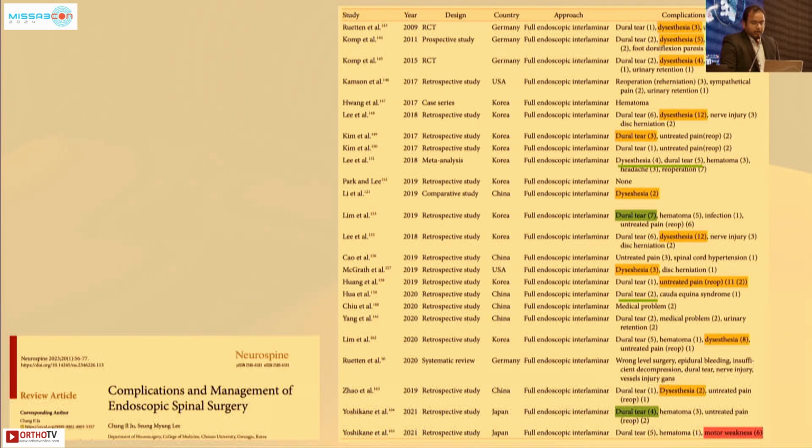And here are some of the studies mentioned. First of all, it is by Rutan, and all of them have dysesthesias in common.